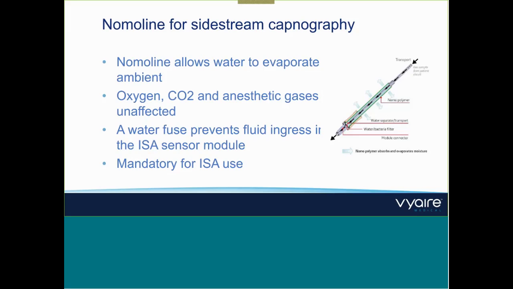There is also, just in front of the connector where the water bacteria filter is, what they call a water fuse. So if there is just too much water in the system, the fuse blocks immediately, and the Nomoline is closed, but the sensor is protected from water and fluid. And then you have to exchange the Nomoline with a new one, because you can't get this working again.